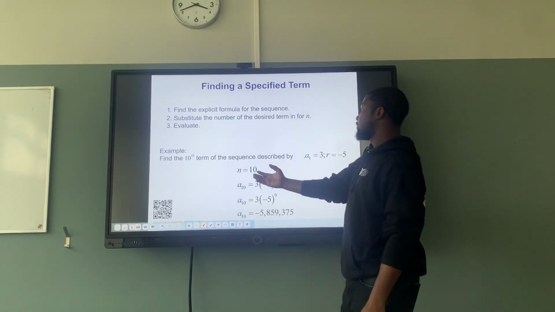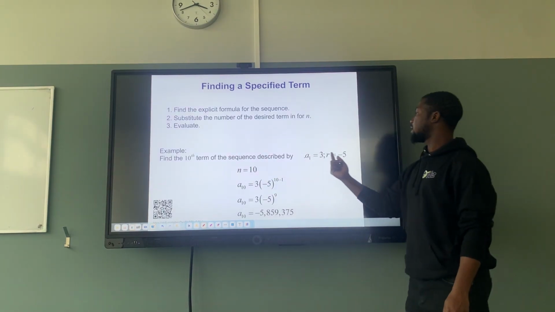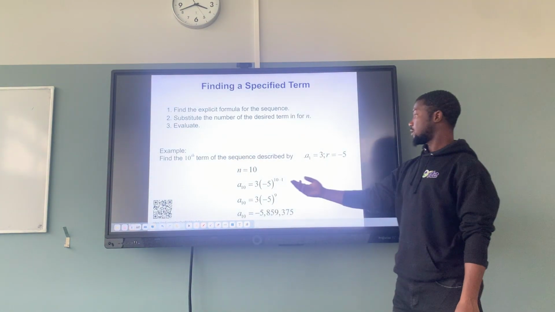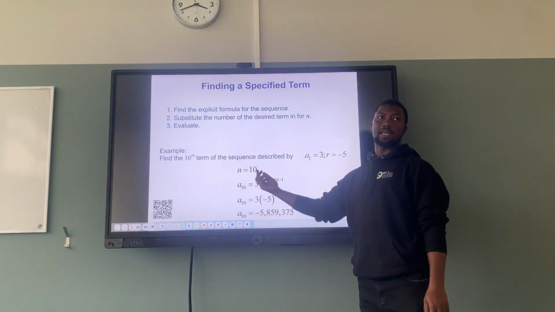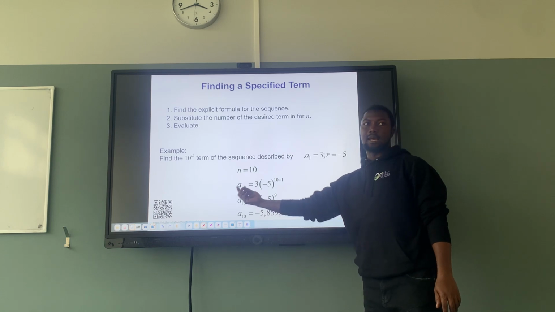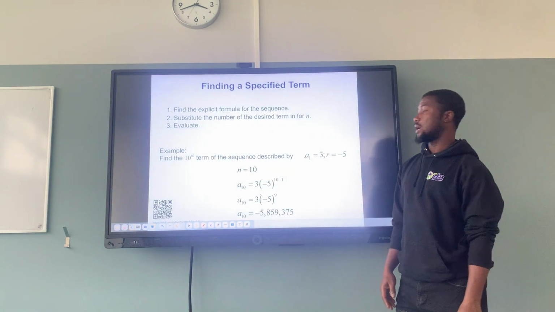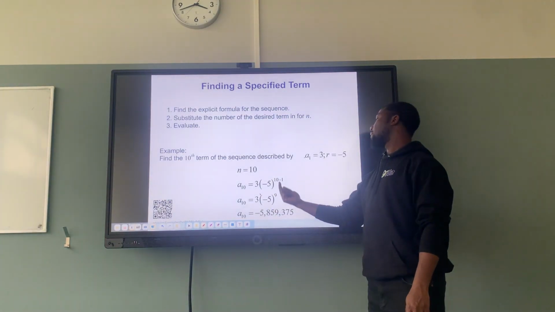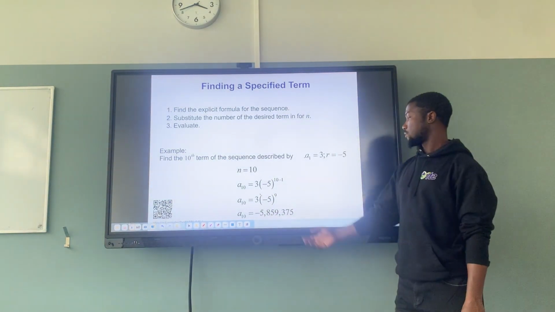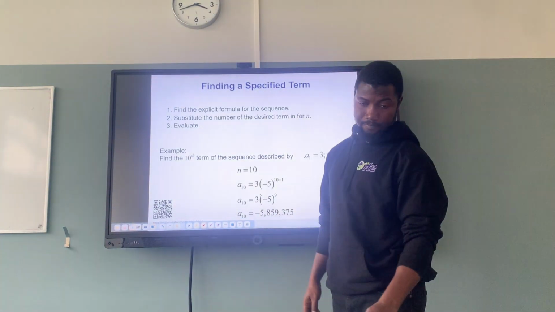So always, first, find the nth term for this sequence. a is 3 and r is minus 5. The same thing, n is 10. So in this case, a_10, the 10th term, is equal to 3 times minus 5 to the power 10 minus 1, which is minus 5 to the power 9. 10 minus 1 is 9. If you expand that and multiply your answer by 3, that should give you the answer.